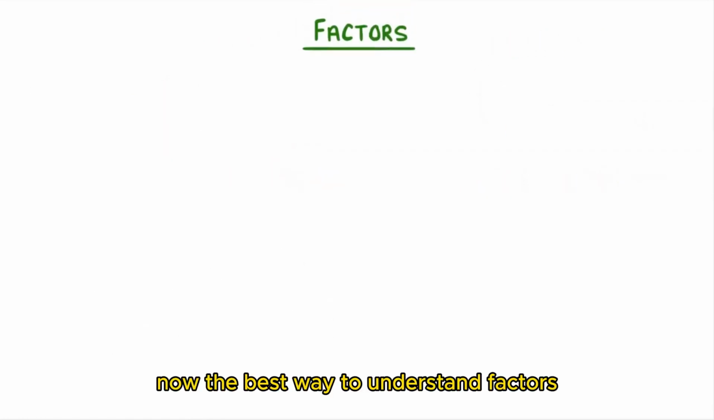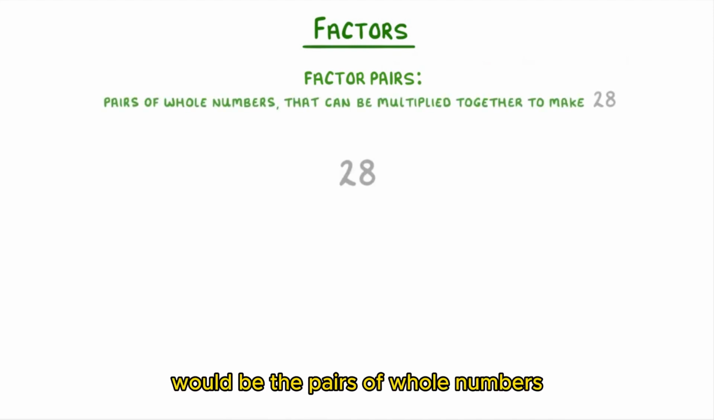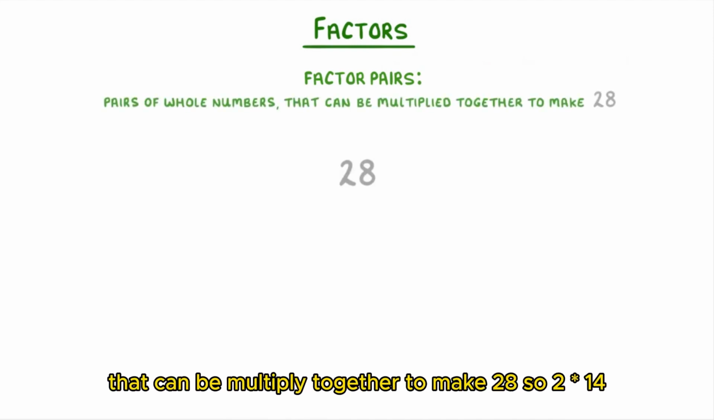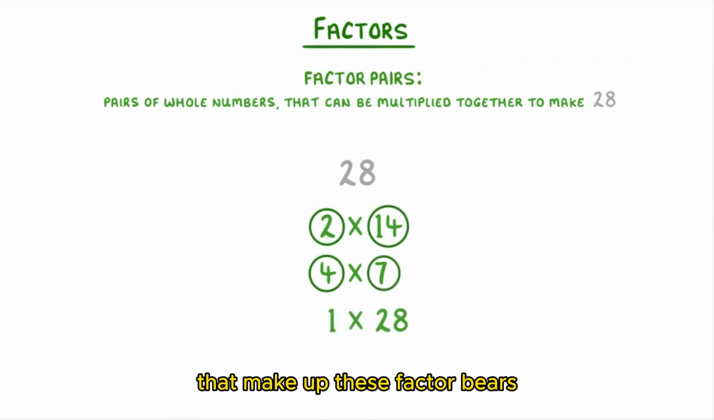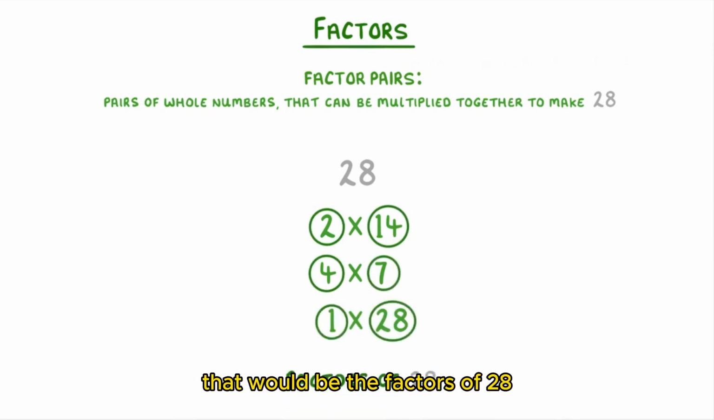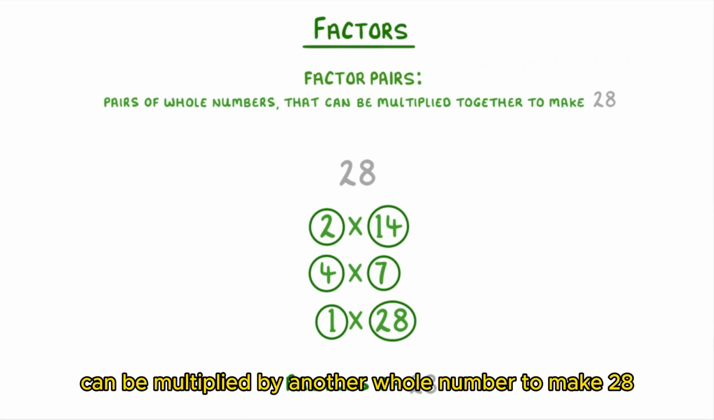Now, the best way to understand factors is to start with factor pairs. If we had the number 28, then its factor pairs would be the pairs of whole numbers that can be multiplied together to make 28. So 2 times 14, 4 times 7, and 1 times 28. And it's these 6 numbers that make up these factor pairs that would be the factors of 28. Because they're all whole numbers that can be multiplied by another whole number to make 28.